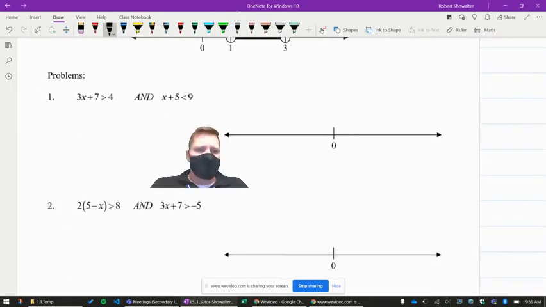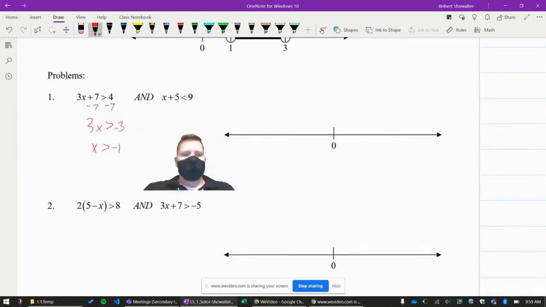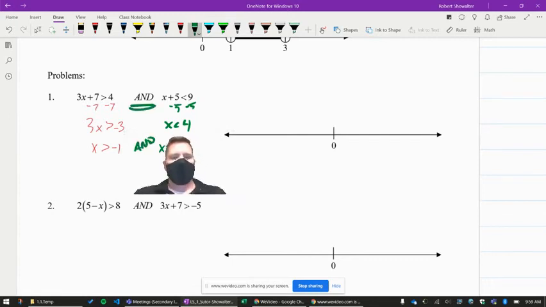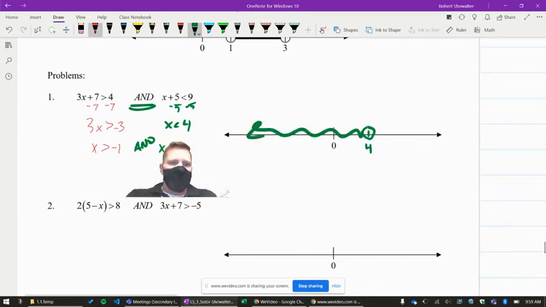So when we're dealing with these problems, let's go: -7, 3x greater than -3, divide by 3. X is greater than -1. Over here, -5 is less than 4. Okay, and when we write it, we drop the word and in between, because we have the word and, graph them separately, and then do some erasing. So here we go. We have this one graphed up, the green one, open circle to the left. Okay, and then the red one, -1, open circle to the right.